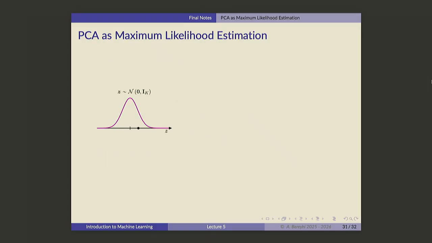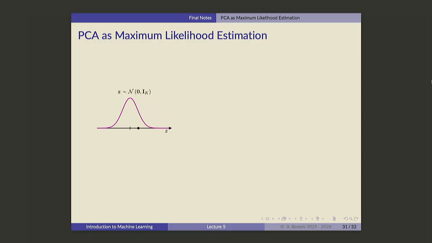One last thing is that, as I told you before, anything that you do in at least this course, you can always interpret it in terms of maximum likelihood estimation. Now, PCA itself is a maximum likelihood estimation. So what you assume there is a latent space, and this latent space is normally distributed with mean 0 and unit variance. Okay? This is the assumption.